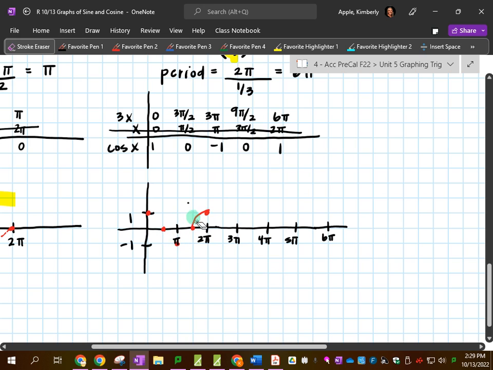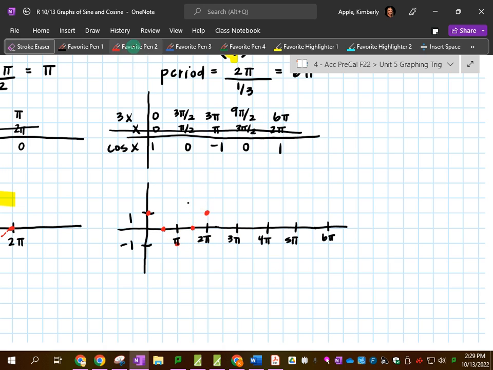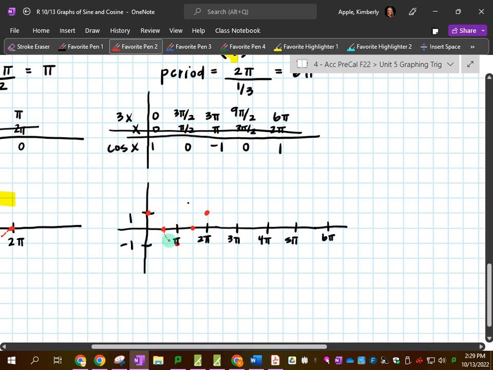You make it in dotted lines. Just so my notes are dotted lines. All right, now let's go in blue. 0, 1. Dang, that didn't even change. Now 3 pi over 2, where is that?